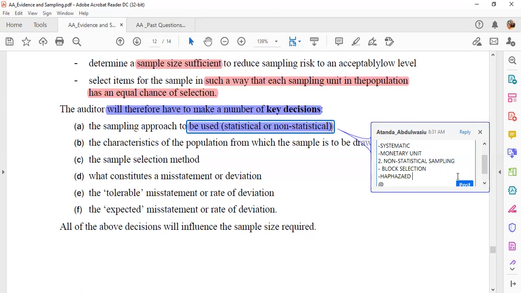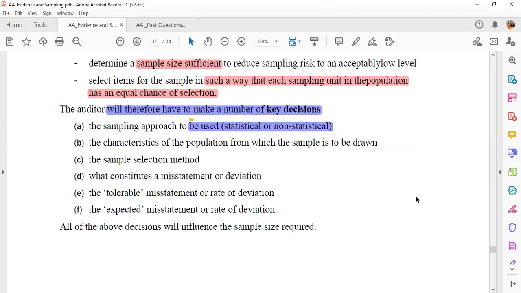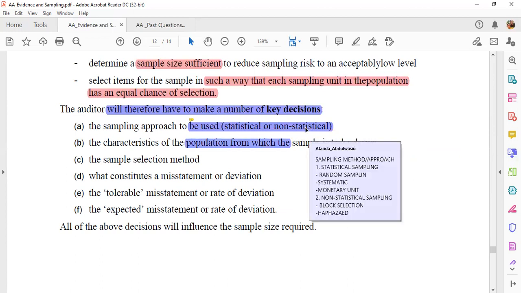So one of the decisions that the auditor has to make is which sampling approach you are going to use. Is it statistical or is it non-statistical sampling? We are going to be talking about some of this. Next, the characteristics of the population from which the sample is to be drawn.